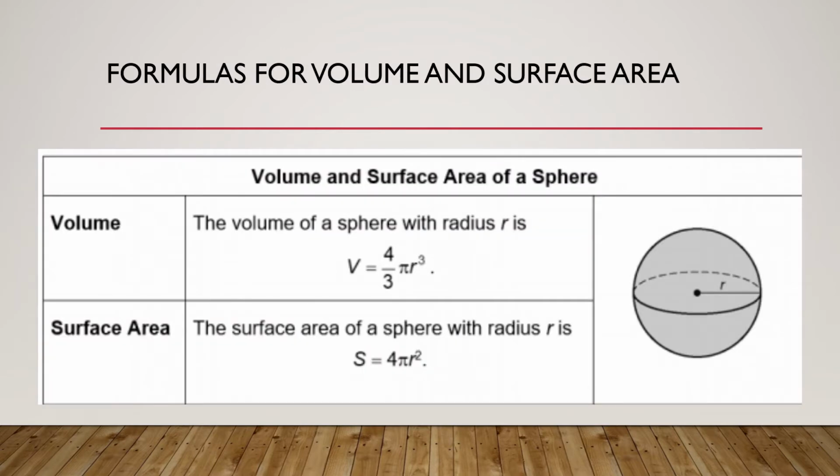So we have some formulas, again, just for you to write down and keep handy. Volume of a sphere is 4/3 pi r cubed, and surface area is 4 pi r squared.